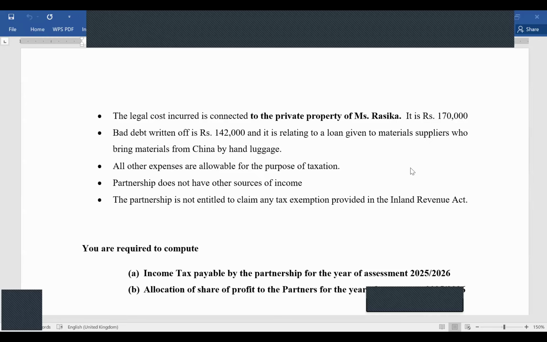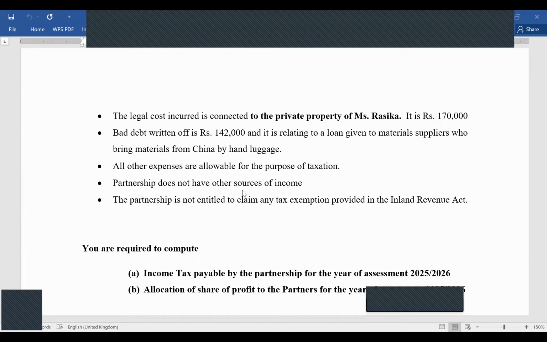It is not allowable. Bad debt written off is 142,000, and it is related to a loan given to material suppliers who bring materials from China by hand luggage. So we have to consider whether it is allowable or not. All other expenses are allowable for the purpose of taxation.